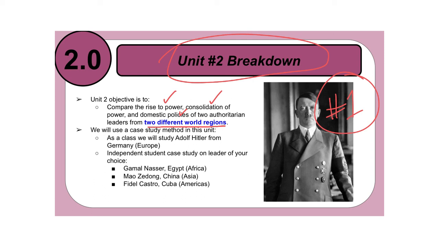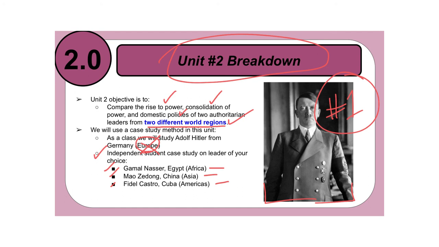Then you will get an independent student case study of your own. You will be allowed to choose if you would like to research Gamal Nasser from Egypt, Mao Zedong from China, or Fidel Castro from Cuba. Keep in mind that the IB requires that it be from two different world regions. Since we are doing Adolf Hitler as a case study, everybody already has Europe done. That's why you can't do Joseph Stalin, or Mussolini, or anything like that. So we do Adolf Hitler as a case study, and then you get to choose between any one of these three other gentlemen: Nasser, Mao, or Castro.